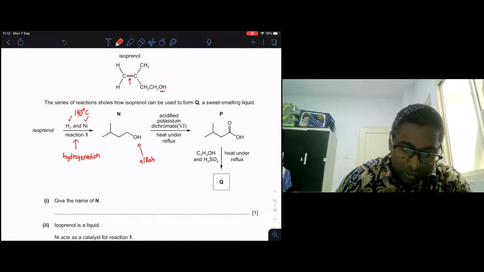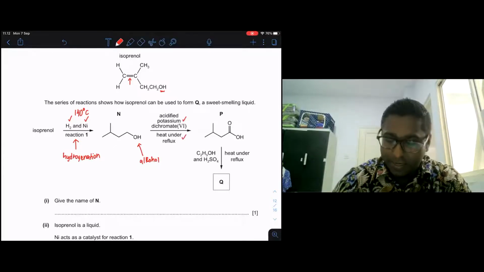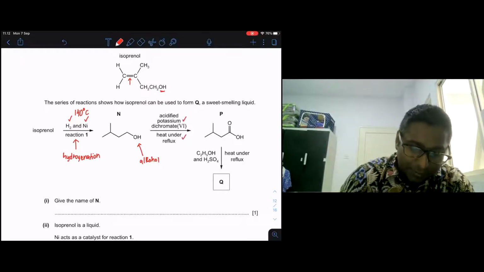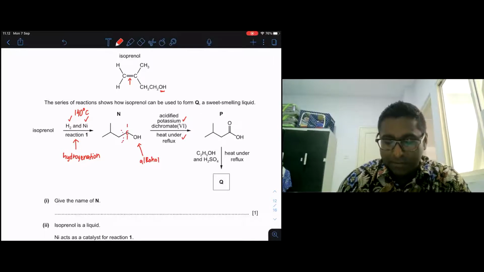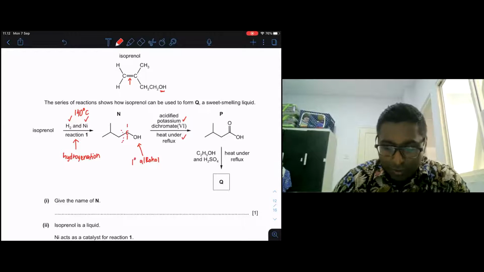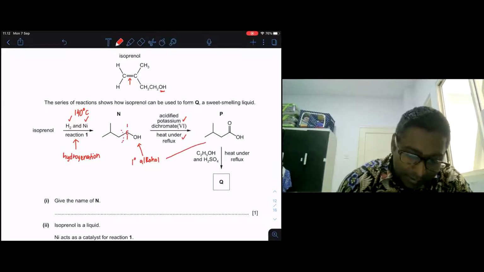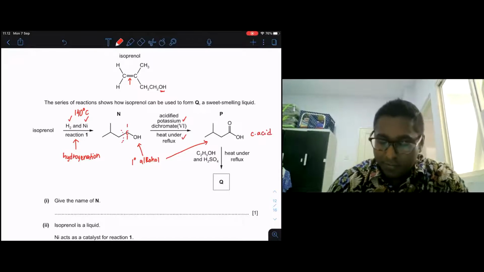Now, this alcohol reacts with potassium dichromate heated under reflux. Let's find out what type of alcohol this is. You can see that there is going to be one R group on the carbon attached to OH, so this is a primary alcohol. A primary alcohol will be changed into a carboxylic acid. So this is carboxylic acid.